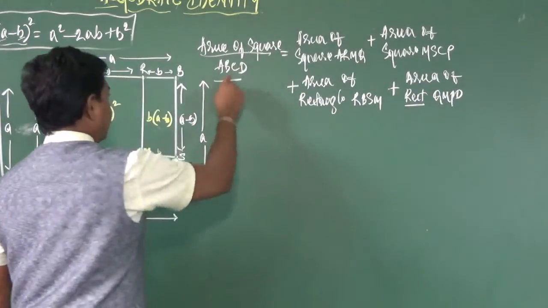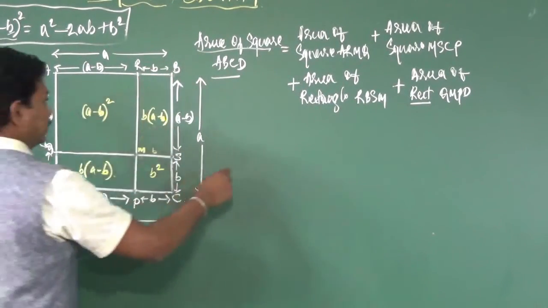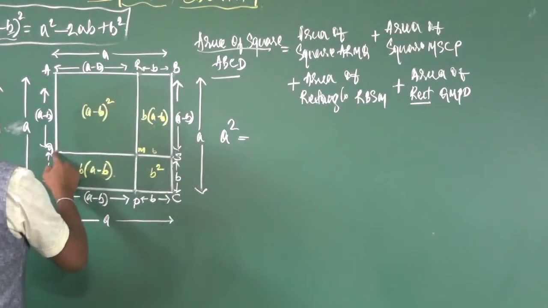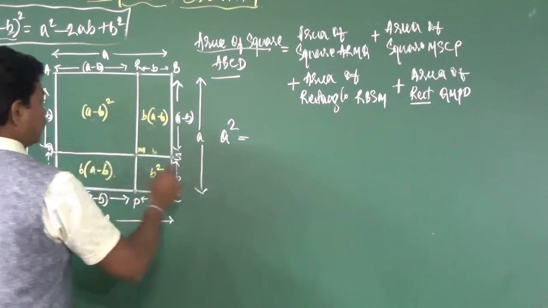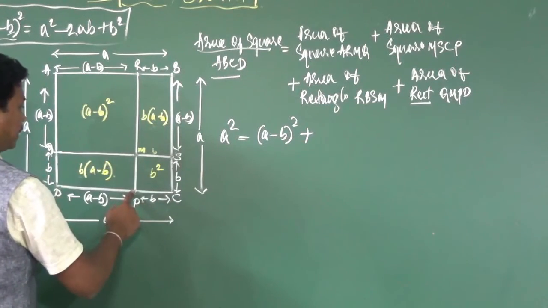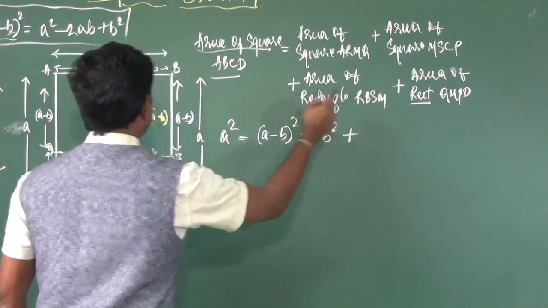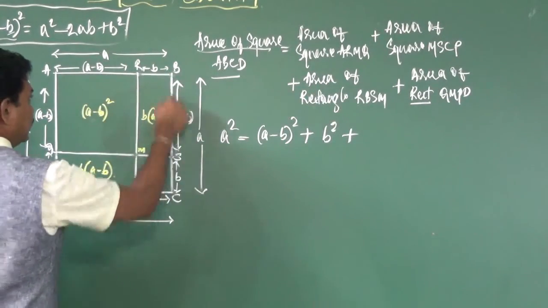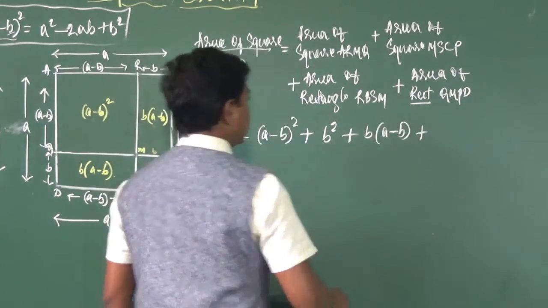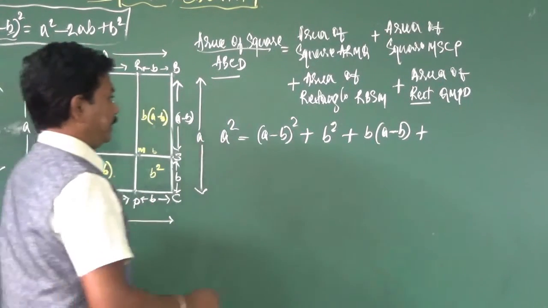So what is the area of square ABCD? Every side of the square has A units, so side into side, that is A into A, that is A square, is equal to the area of square ARMQ, that is A minus B into A minus B, that is (A minus B) whole square, plus the area of square MSCP, that is B into B, that is B square, plus the area of rectangle RBSM, length into breadth, that is (A minus B) into B, plus the area of rectangle QMPD, that is B into (A minus B).